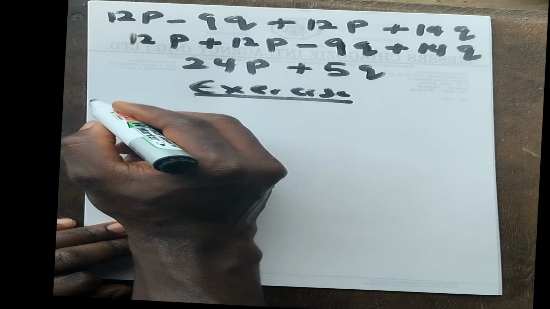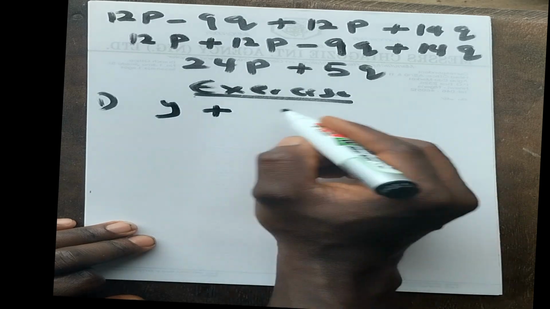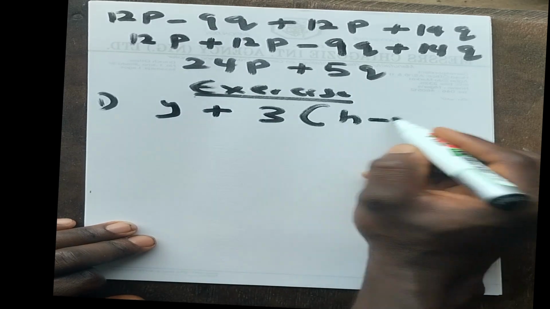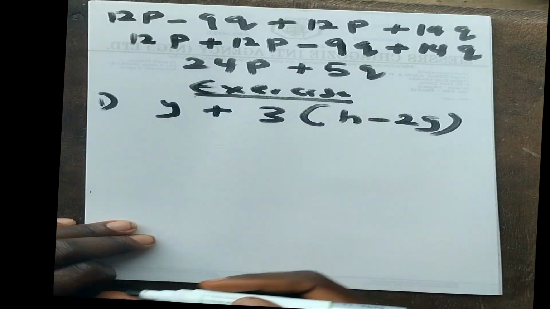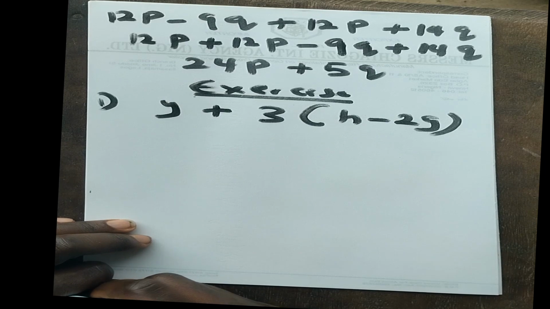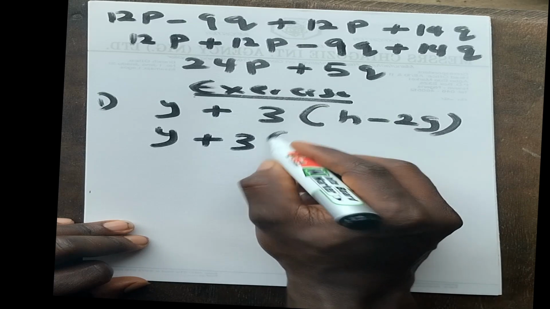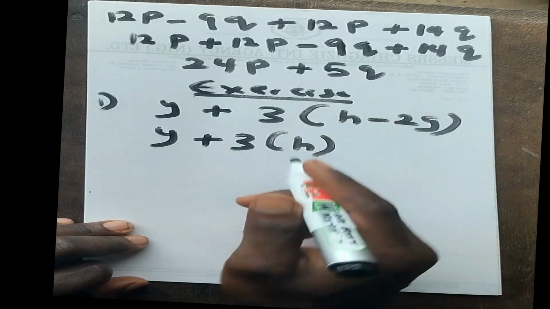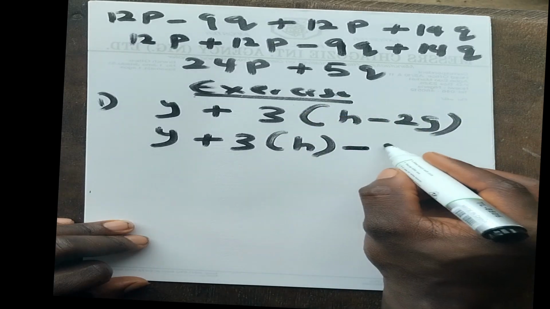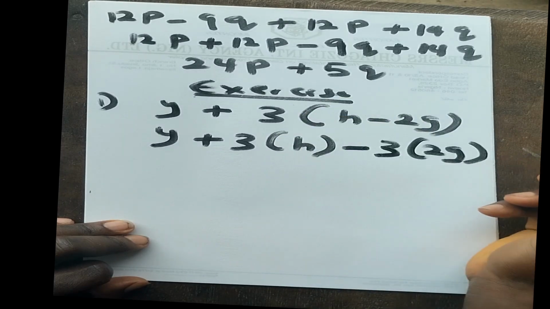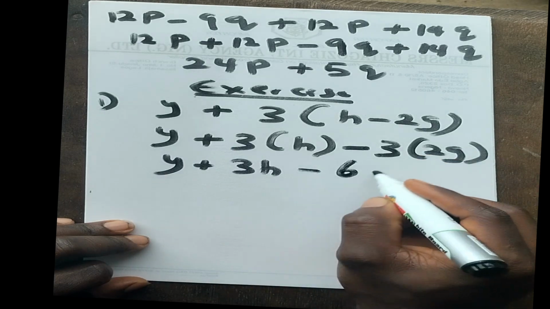Exercise number 1: if you are given y plus 3 bracket h minus 2g, solve this. Pause this video at this moment and solve it. Okay, let's continue. This is y plus 3 bracket h. This sign remains the same. This becomes minus 3 bracket 2g. So this becomes y plus 3h minus 6g.